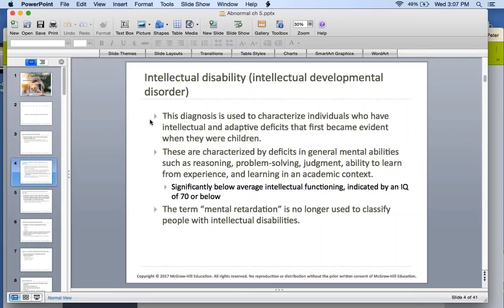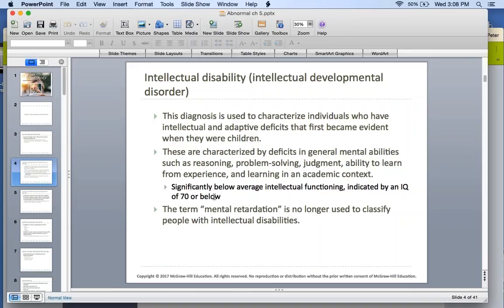Okay, so this diagnosis is used to characterize individuals who have intellectual and adaptive deficits. Okay, and they first become evident when they're children. So this is not somebody who has a brain injury and ends up having issues later. This is somebody who, from childhood, has had intellectual issues. These are characterized by deficits in general mental abilities, such as reasoning, problem solving, judgment, ability to learn from experience, and learning in an academic context. If we think about those things that we learned about when we talked about intelligence testing.